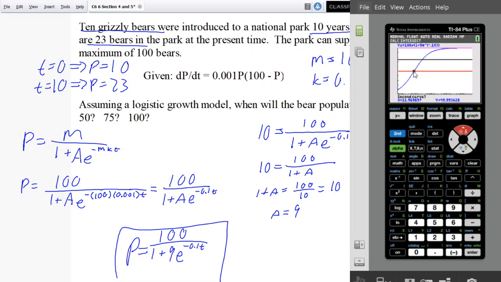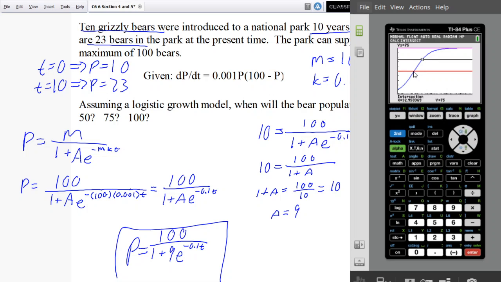Find the next one, intersect, blue, wait a second, intersect, blue, black, enter. I can see that's going to happen at almost 33 years.